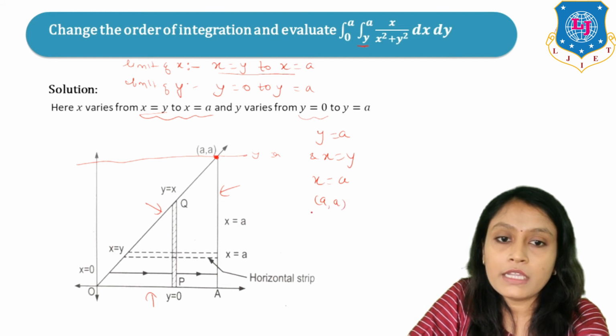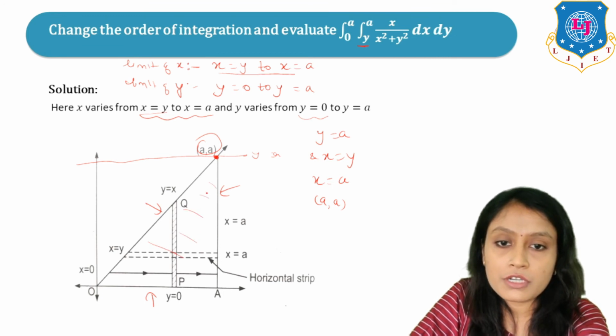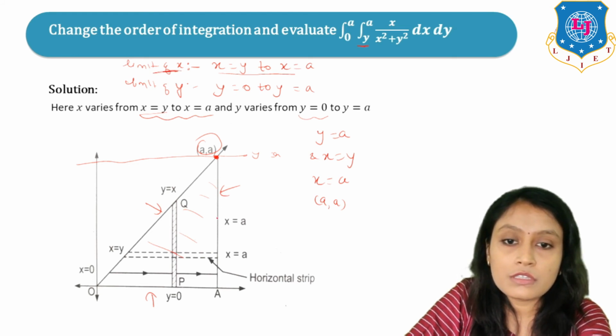So we have the point (a, a). So this is our point of intersection. Now the region is this portion, because it consists of all the given lines. Now here in the question, the limit of x is given, so a horizontal strip is given in the question.